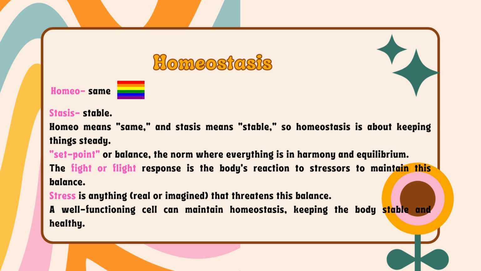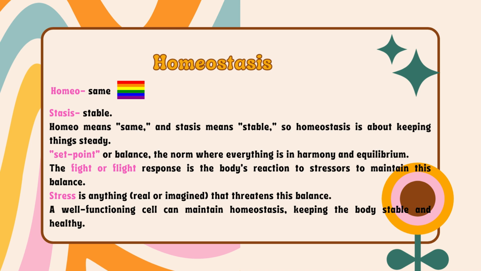Let's talk about homeostasis. So homeo is the same and stasis is stable. So homeostasis is about keeping things steady. The set point is the equilibrium, like how the body should be, like the default setting of the body. The fight or flight is the body's response to stressors. Stress is anything real or imagined that threatens this balance.